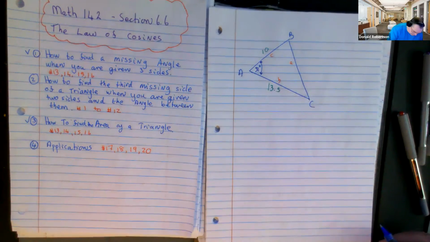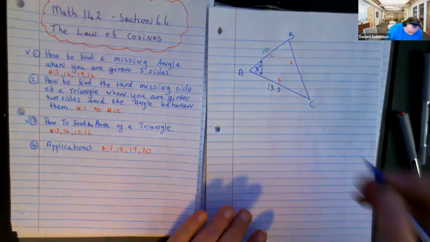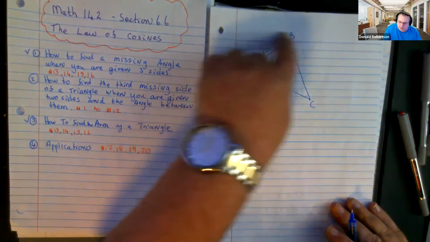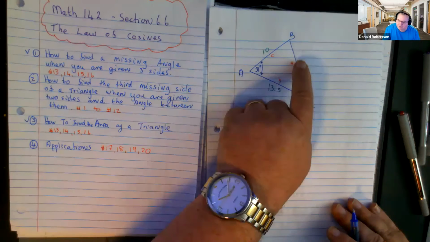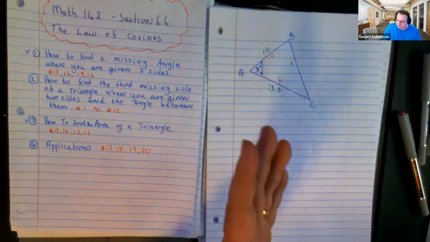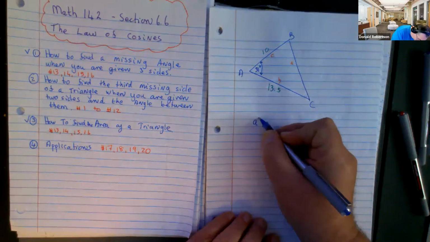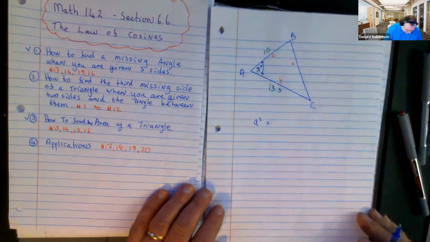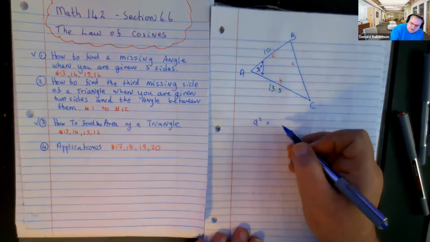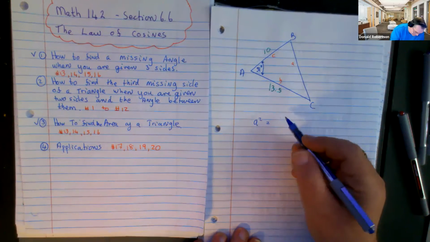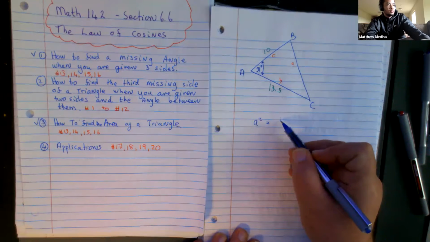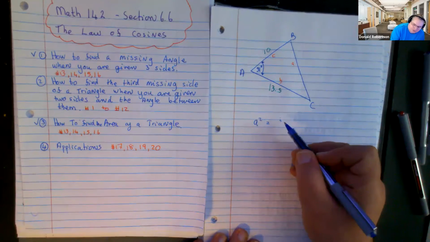Now, if you want to find the third missing side, you can do it in this combination. So as long as I know 2 sides and the angle in between, I will always be able to find the third missing side. In this case, it has to be a, right? It's the only side that's missing. And so the formula is a squared equals, right? Anybody want to try this one? What's the formula for a squared?